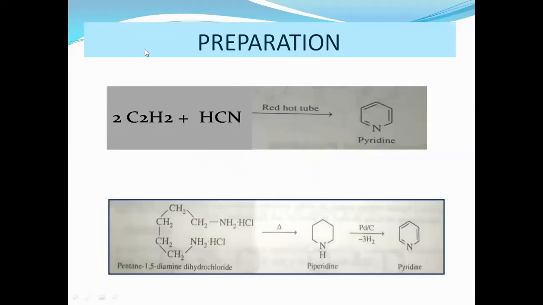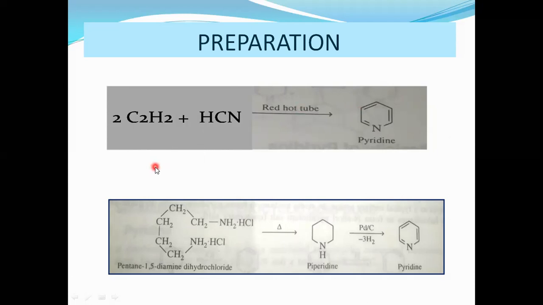Next, we can go into preparation. How can we synthesize or prepare pyridine? Here I discuss two methods for the synthesis of pyridine. The first method uses acetylene and hydrogen cyanide. By passing a mixture of acetylene and hydrogen cyanide through a red hot tube, we can get pyridine. Here, two molecules of acetylene react with one molecule of hydrogen cyanide, and we get a molecule of pyridine.